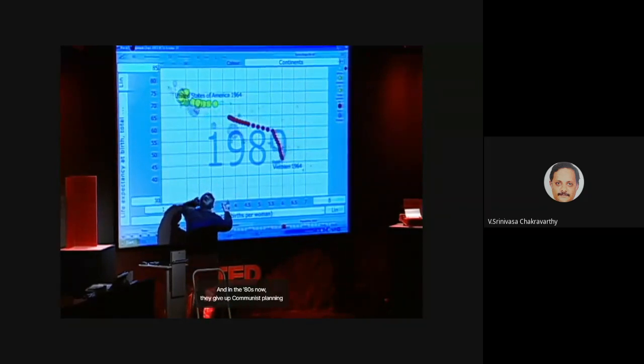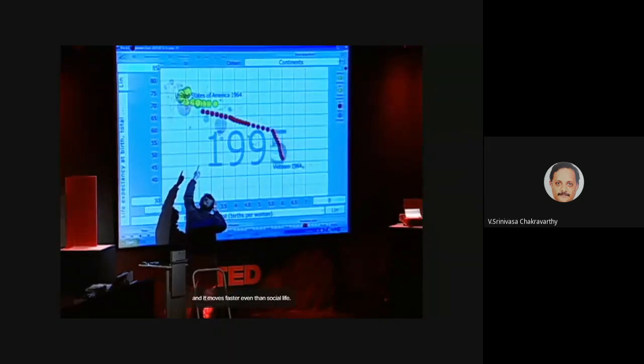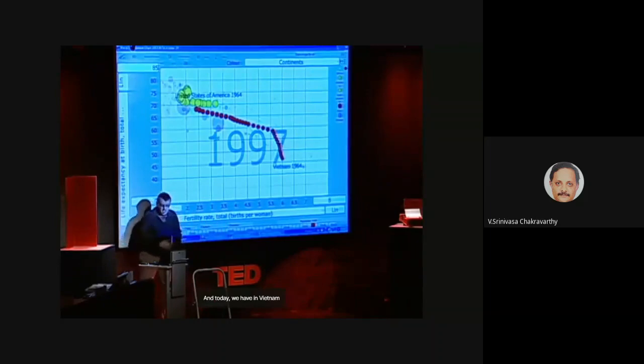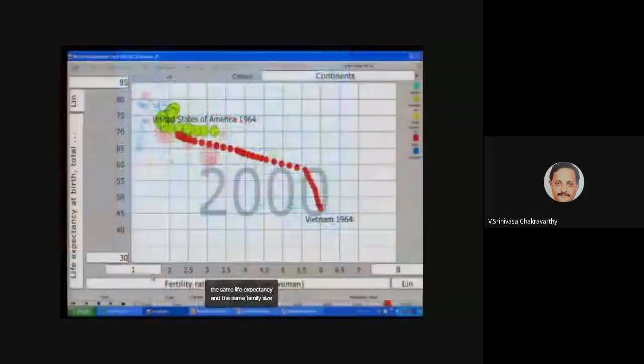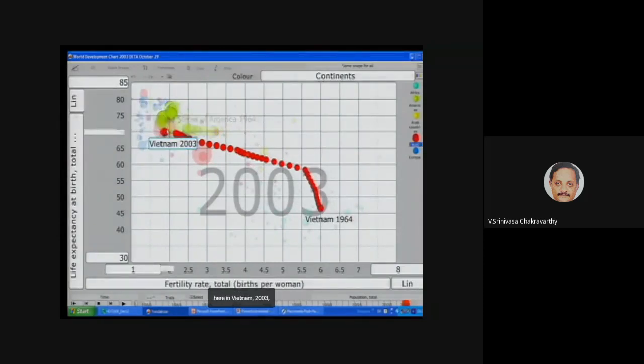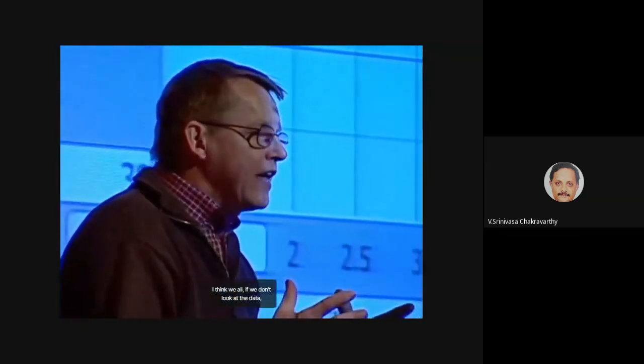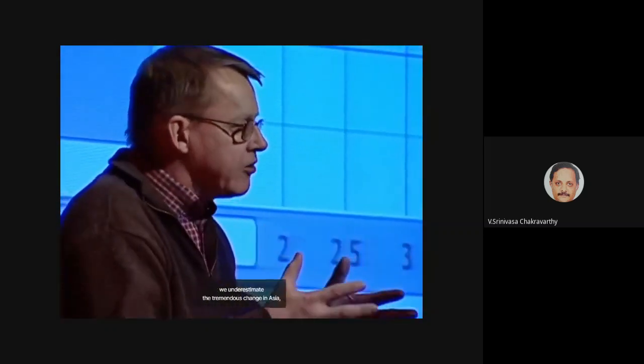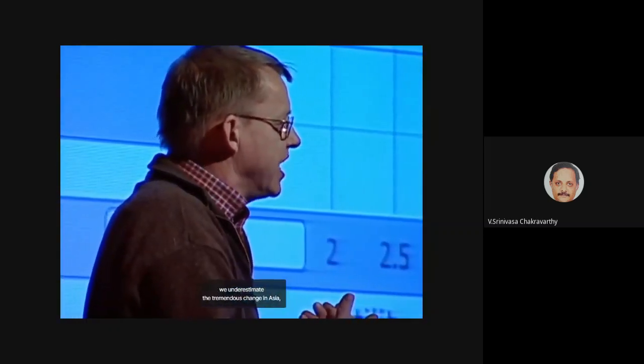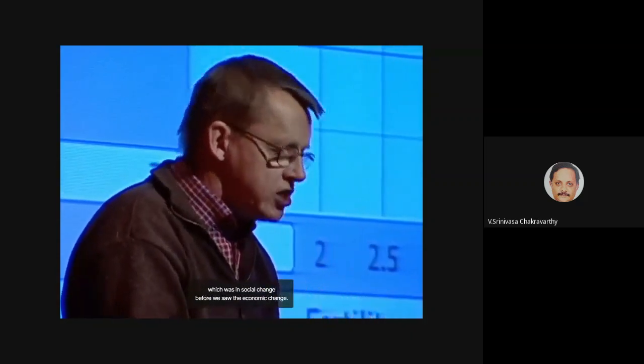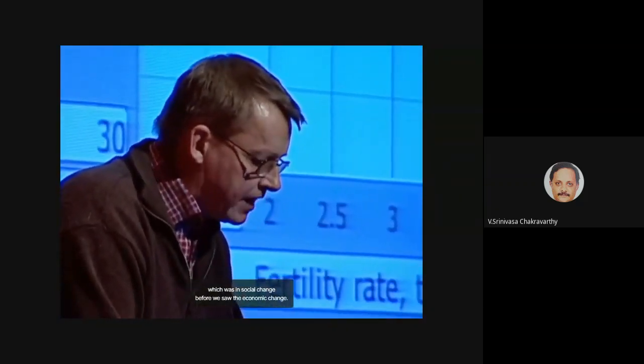And in the 80s now, they give up communist planning and they go for market economy, and it moves faster even than social life. And today we have in Vietnam, in 2003, the same life expectancy and the same family size as in the United States in 1974 by the end of the war. I think we all, if we don't look at the data, underestimate the tremendous change in Asia, which was a social change before we saw the economic change.